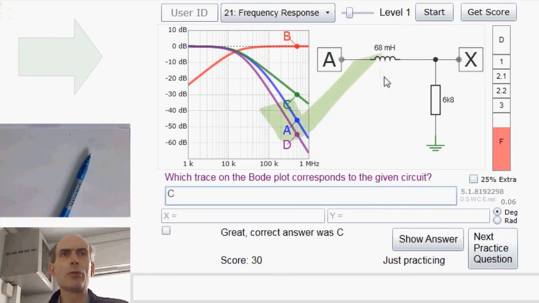Save a bit of time. Don't have to work out the pole frequency if there's only one possible correct answer on the curve. Right, I think that's about enough.